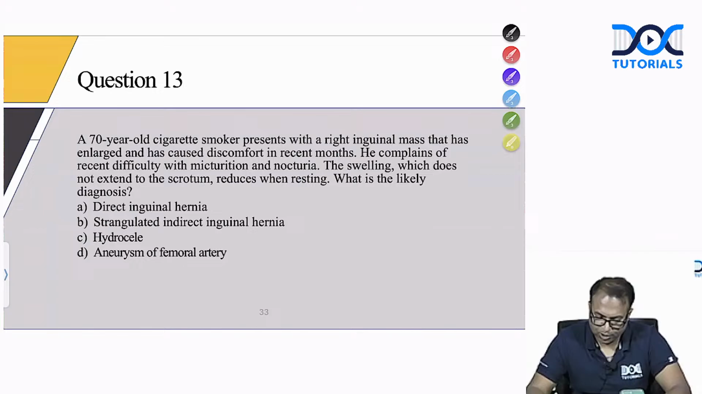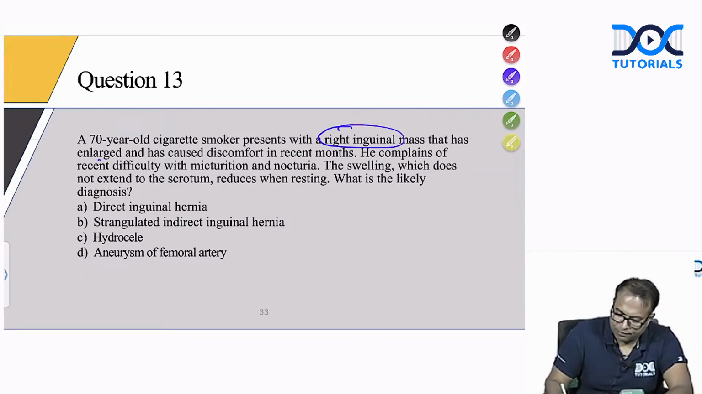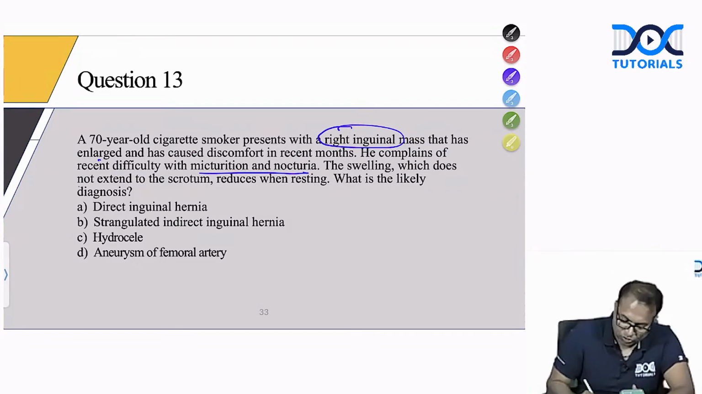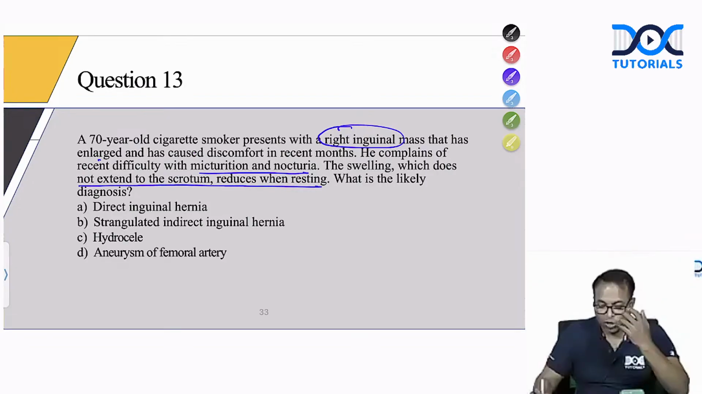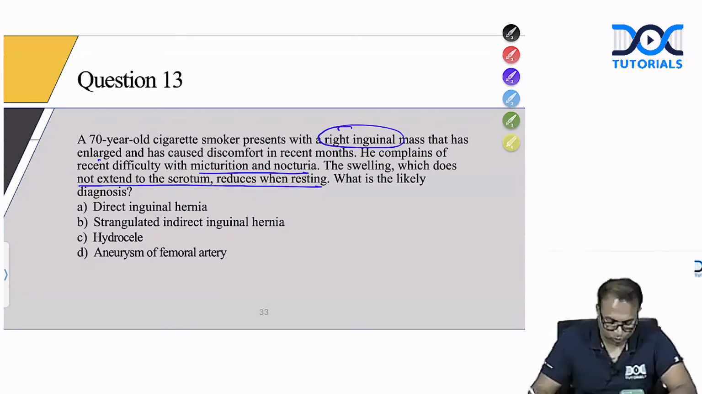A 70-year-old cigarette smoker presents with a right inguinal mass that has enlarged and caused discomfort in recent months. He complains of recent difficulty with micturition and nocturia. The swelling does not extend to the scrotum and reduces on resting. What's the diagnosis? So this is a case of what hernia? Direct inguinal, strangulated indirect, hydrocele, or aneurysm of the femoral artery?